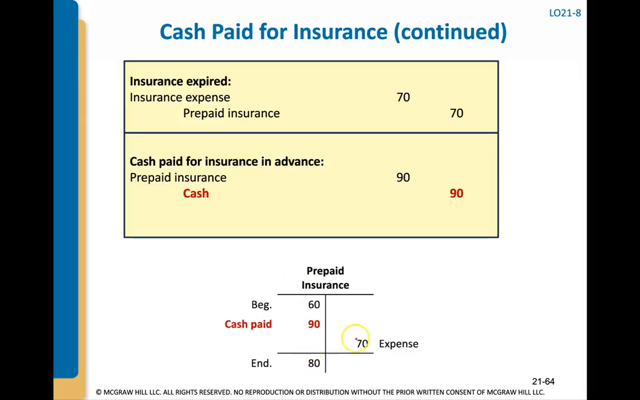which means that we had another prepayment made during the year. And that's a plug. And we made a prepayment for $90. Again, that's just a plug. So we debit prepaid insurance for 90, and the other side goes to cash. So our cash paid for insurance is $90.